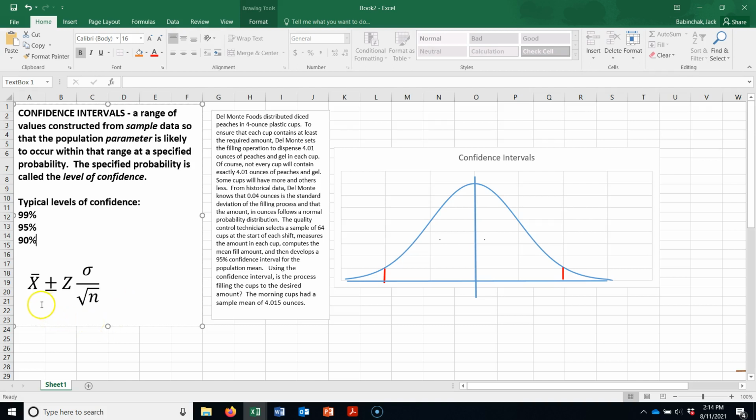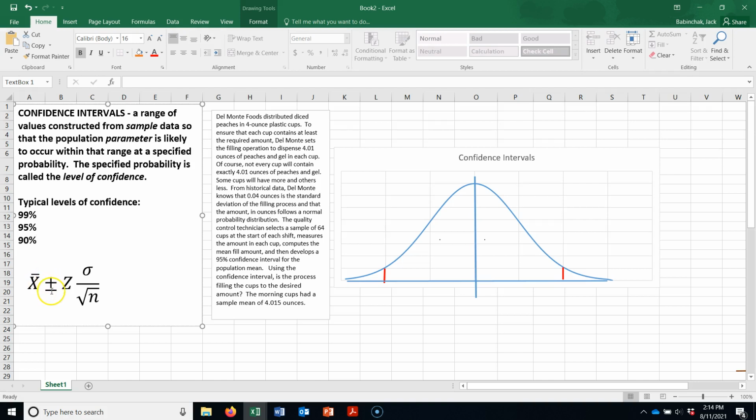And here's the formula that we use for our confidence interval. Let me go through each part to make sure you understand what we're talking about. The first thing we have is X bar, and that's the average coming from our sample data. We have a lot of information, but we're going to pull a sample and use that sample mean as our starting point.